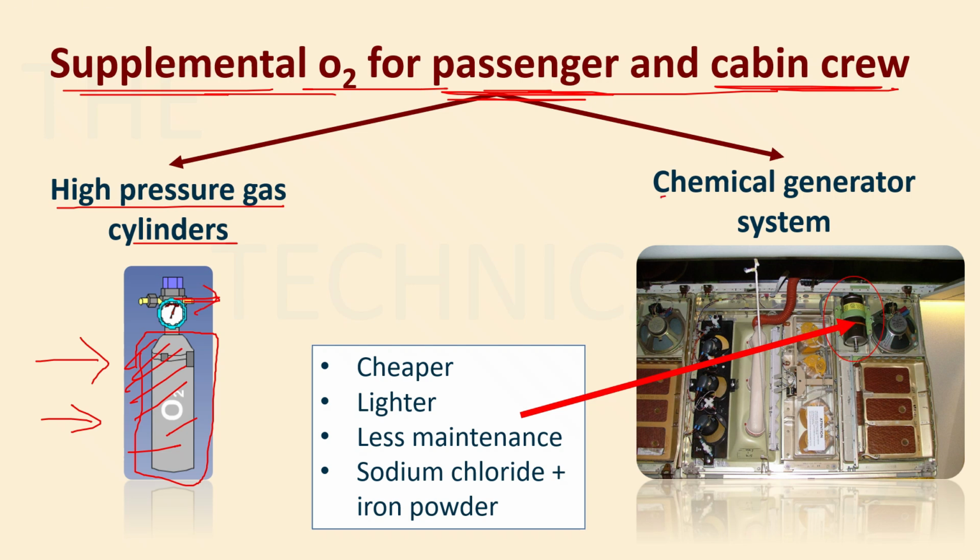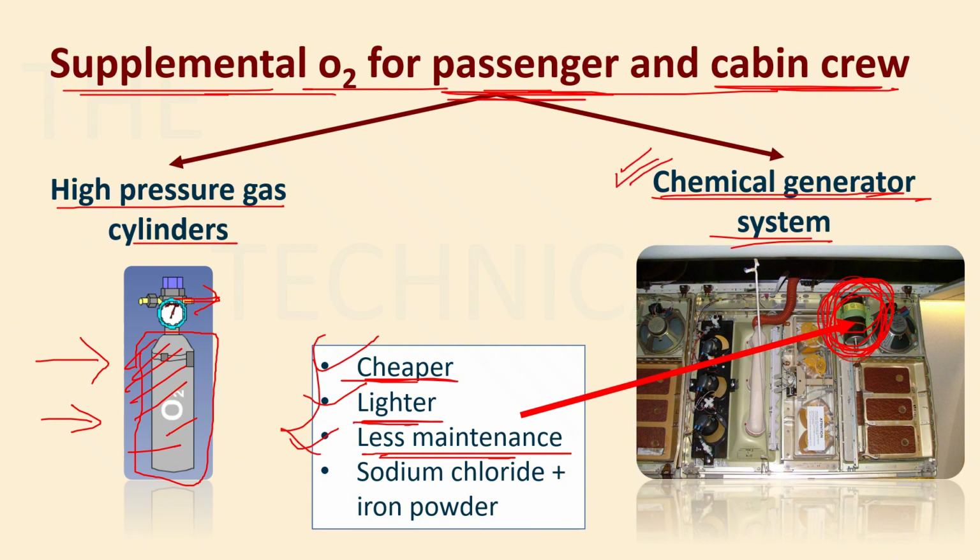And then the second type is a chemical generator system. In this kind of system, we have a generator. What you're seeing here is actually an oxygen generator. It does not hold oxygen right now. There will be a certain reaction that will create oxygen, right? These chemical generator systems are cheaper, right? They're less expensive, they're lighter, and they require very little maintenance, and hence they are preferred by airlines. So this is the system that you will see most often in airliners, and the cylinder is less common.